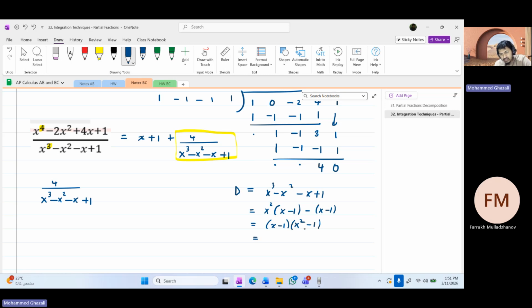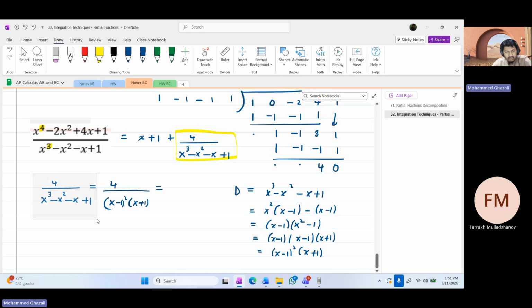We can do difference of squares here. That's x minus 1, x minus 1, x plus 1. And guess what? That's x minus 1 squared into x plus 1. So this is basically 4 over x minus 1 squared into x plus 1. That's why it's very important to factor it out first. If you don't factor it out, then how are you going to know what to do?